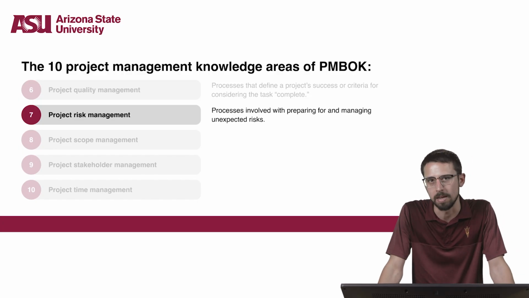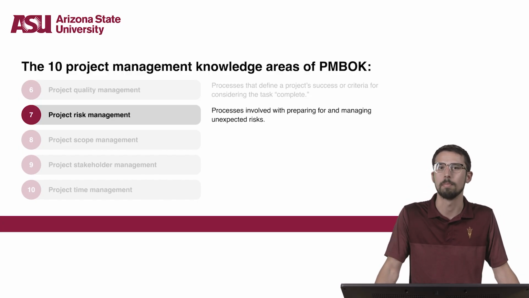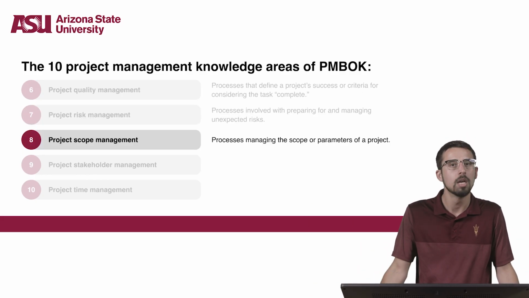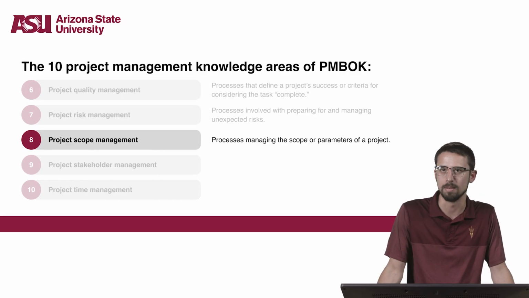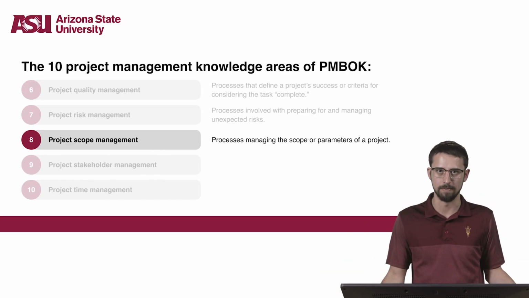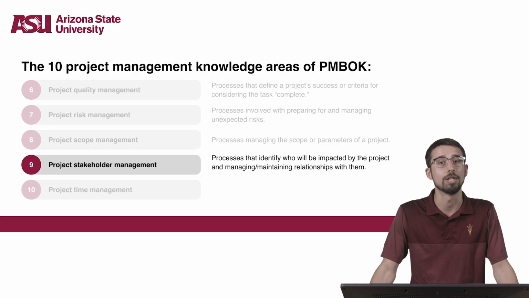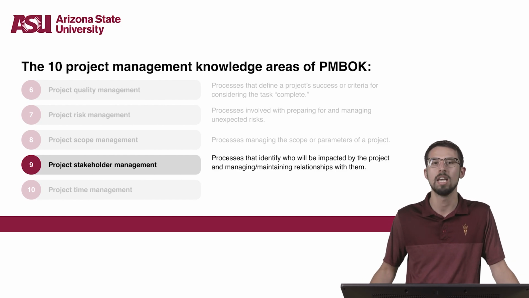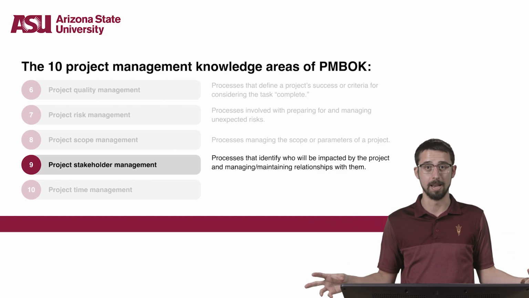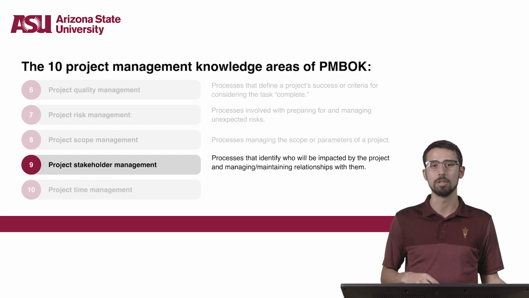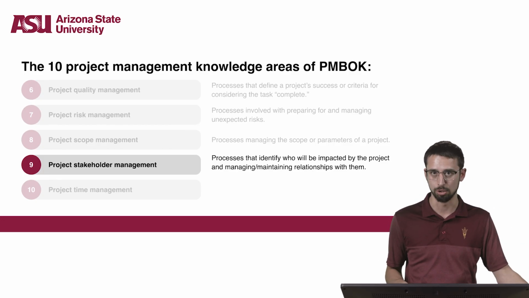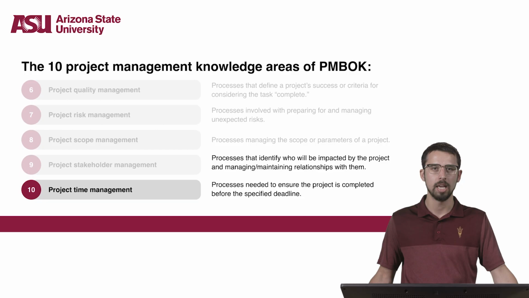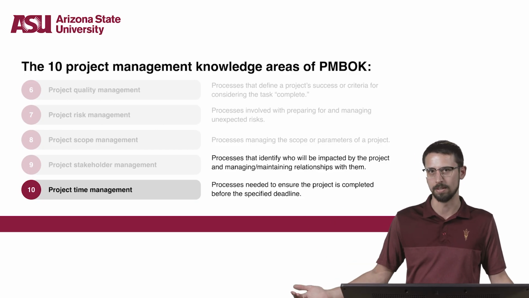And then project risk management are the processes involved with preparing for and managing unexpected risks that may pop up during your projects. Project scope management are the processes of managing the scope or parameters of a project. Project stakeholder management are the processes that identify who will be impacted by the project and managing the relationships with them, including strategies for collaborating with stakeholders on project direction and execution. And then project time management are the processes needed to ensure the project is completed before the specified deadline.